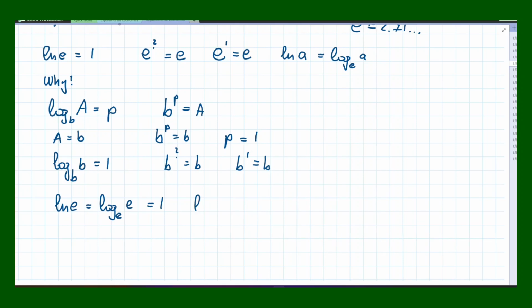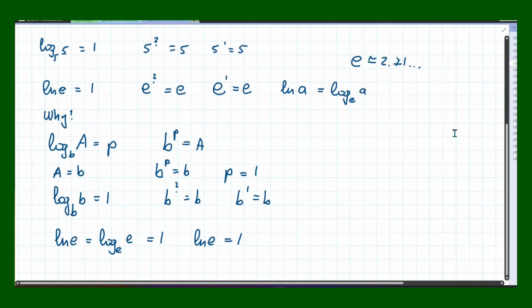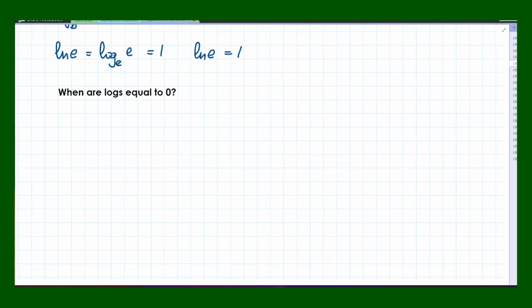So that's why whenever you see ln of e, you can just replace that by 1. Let us make a little bit more space again. And now let's try to answer the question, when are logs equal to 0? Again, let's start with some examples.